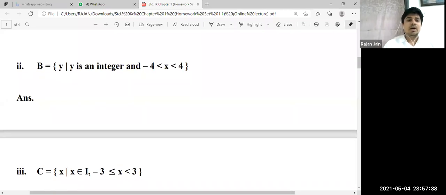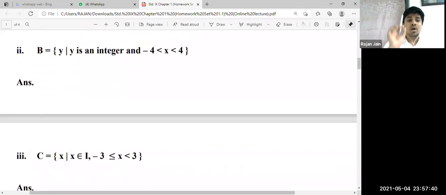Going to the next one. Now see what question is given next. B is a set of all y such that y is an integer and -4 less than x less than 4.